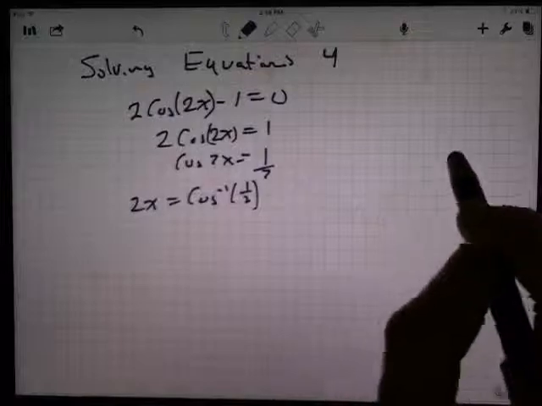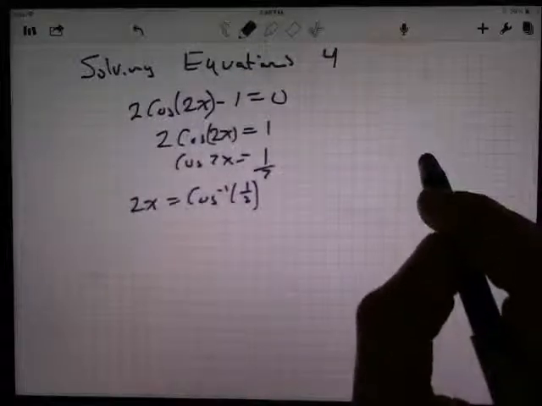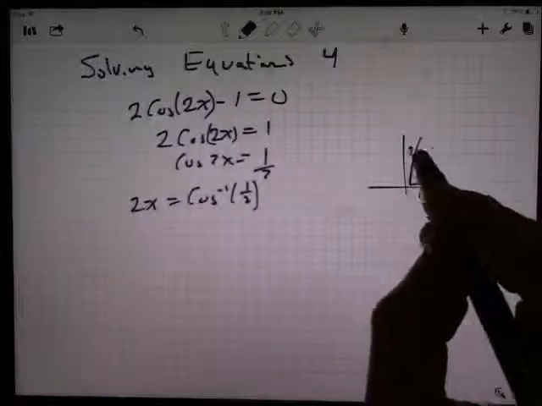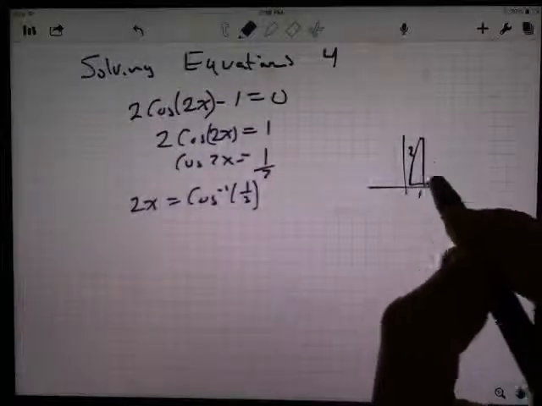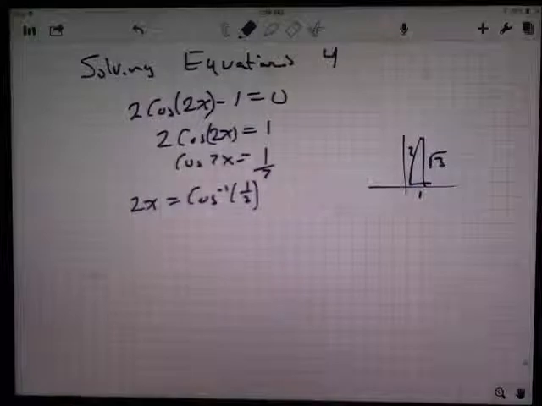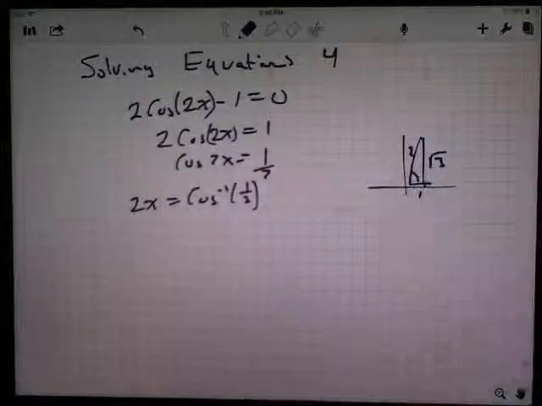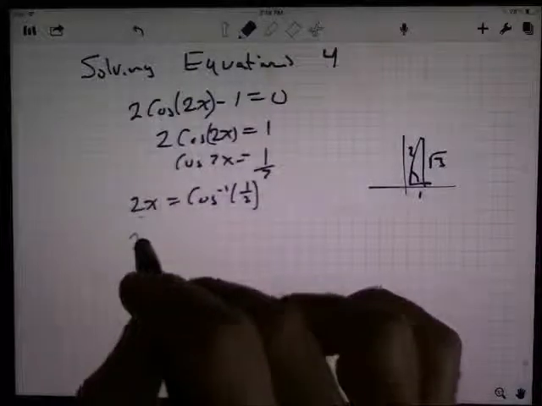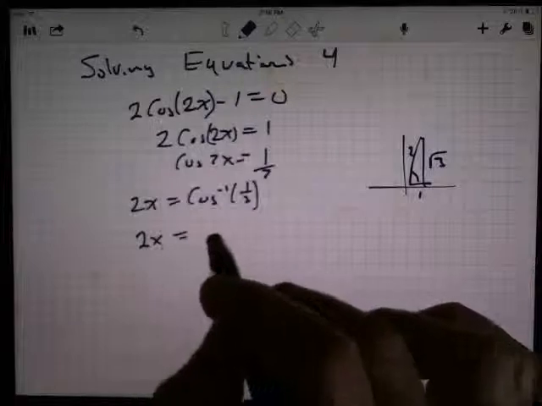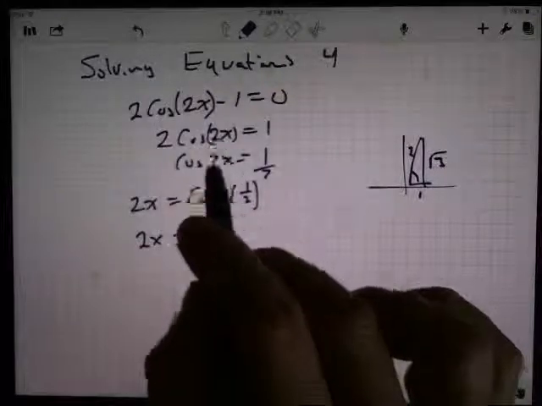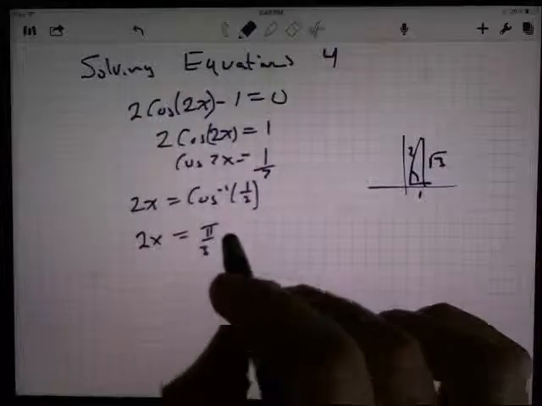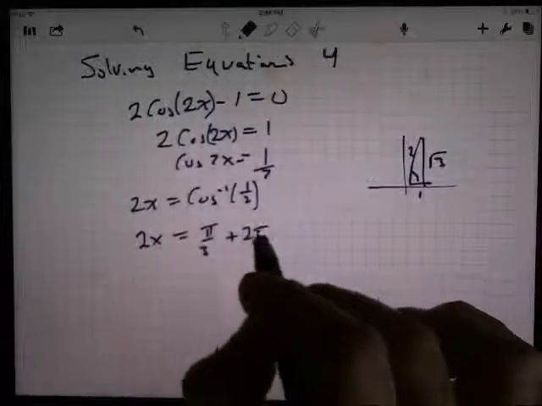Now I happen to know that that's a nice angle, because to get the cosine to be a half, you've got the hypotenuse of 2 and the side of 1, that's going to be a square root of 3 over there. So you're talking about a pi over 3 angle here, or anything coterminal. So 2x, the angle inside the cosine, has got to equal pi over 3 or anything coterminal, so plus 2 pi n.